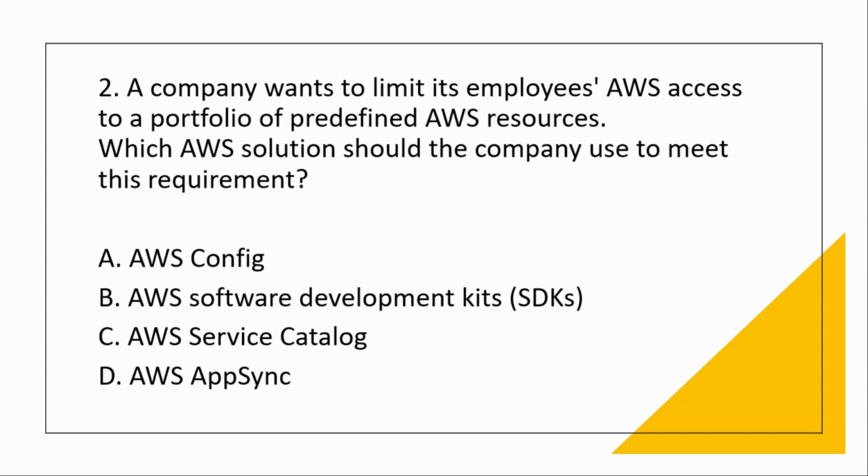But what is AppSync? AppSync is the one which allows your applications to access exactly the data they need. Okay, it is mostly based on serverless GraphQL and all. So Service Catalog is the correct answer.